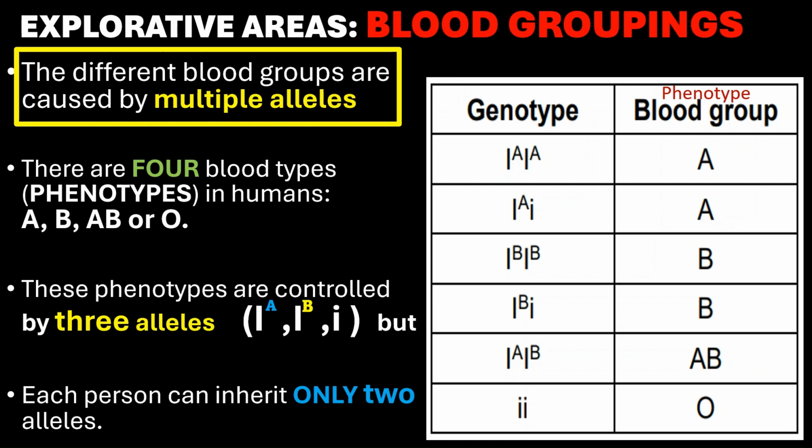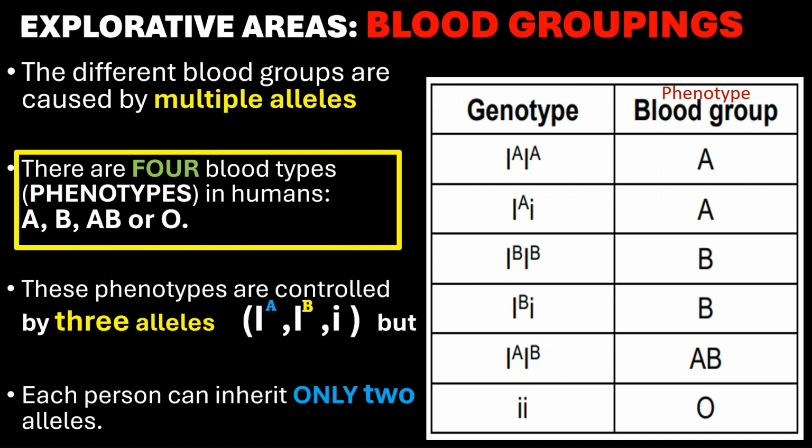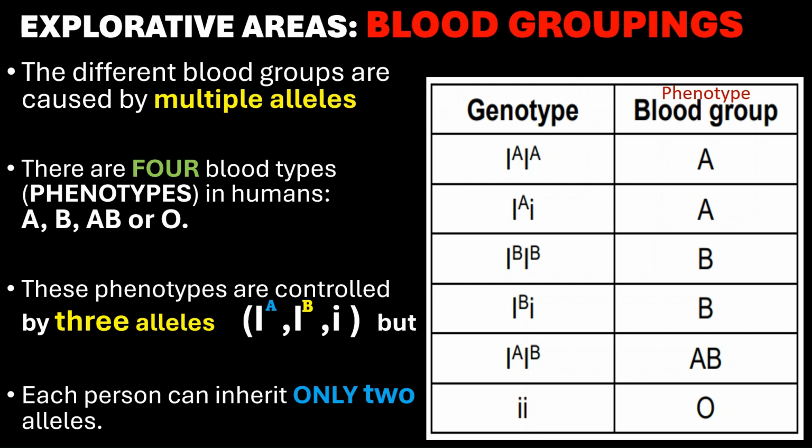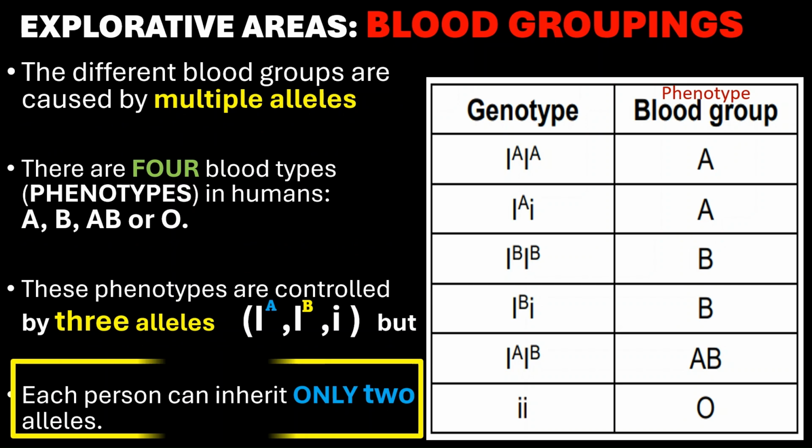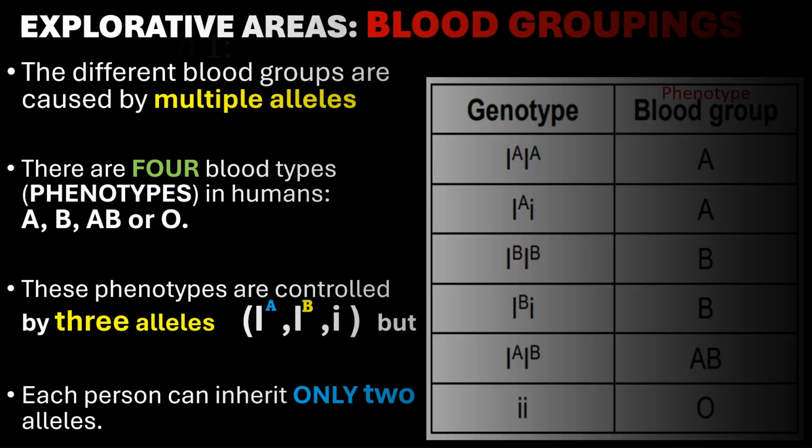All blood groups are caused by multiple alleles. There are four blood types: A, B, AB, and O. And these phenotypes are controlled by three alleles because there are three unique letters in the phenotypes. And then a person can only inherit two out of the three, because these are genes in our sperm and ovum. So you can inherit only two. Yes, check the numbers. Very important.